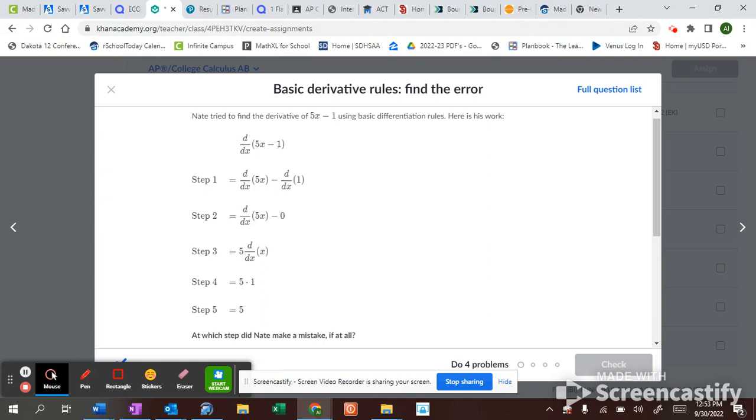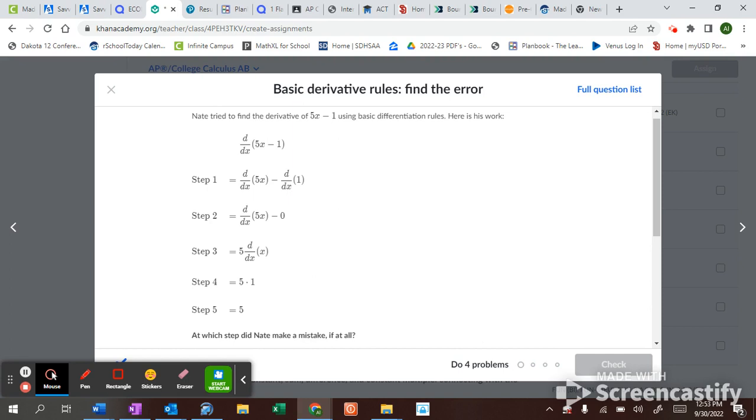This is called finding the error. They do this every once in a while in Khan Academy, where you have to figure out the error. Now, d dx. You're going, what does d over dx mean? Well, it says take the derivative with respect to x.